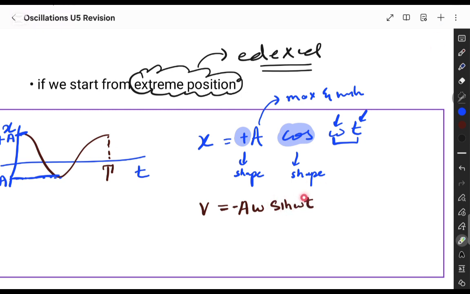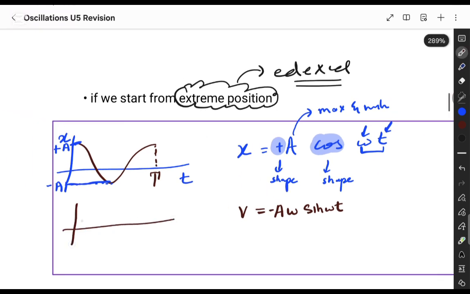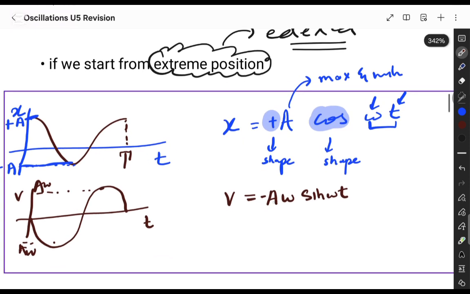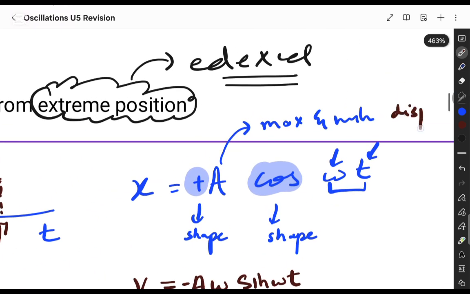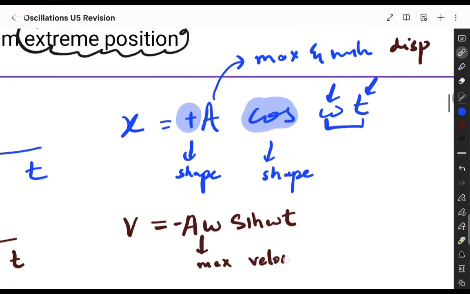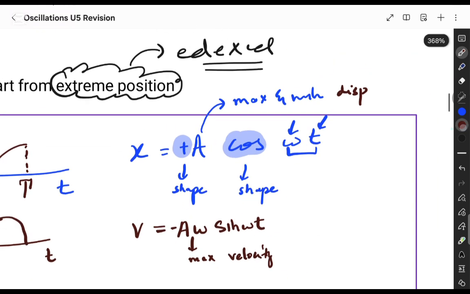Okay, so we get this as our expression, and the graph for this is going to be v against t, and then minus sine. Okay, and then here our maximum points are going to be A omega, right? A omega is the max. You can write here max or minimum displacement, and here max velocity. So we can say maximum value of x is A, and maximum value of v is A omega. That's another very, very, very important equation.